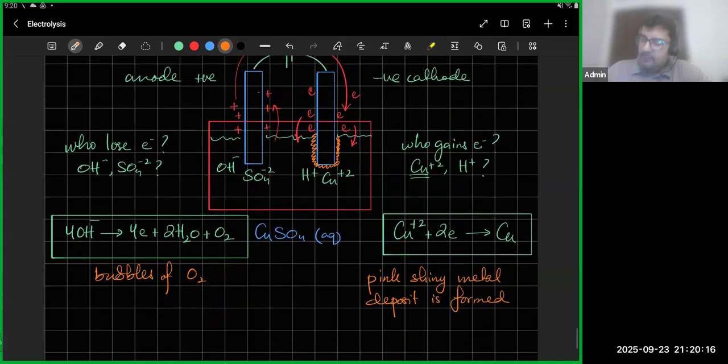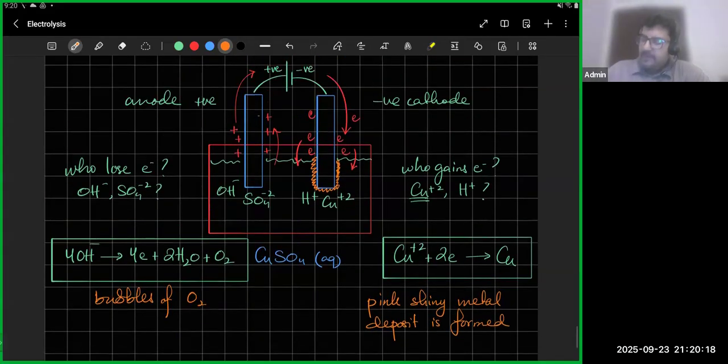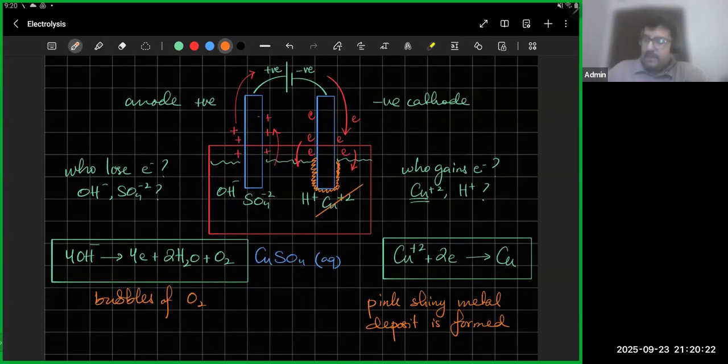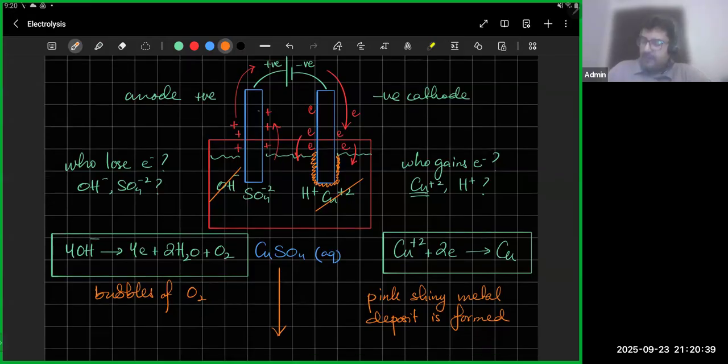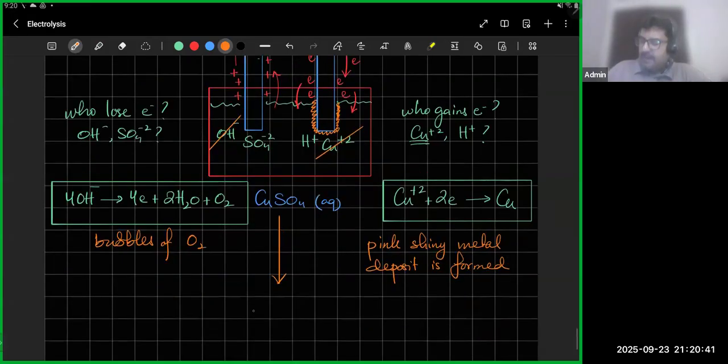So what is happening to your solution now? Copper is gone because all of it got deposited, so it's no longer part of the solution. And on the other side, the OH ions are gone. They've turned into oxygen gas and formed bubbles and left as well. So what is left in the solution? It's H plus 1 and SO4 minus 2. So H plus 1 and SO4 minus 2 will form sulfuric acid.